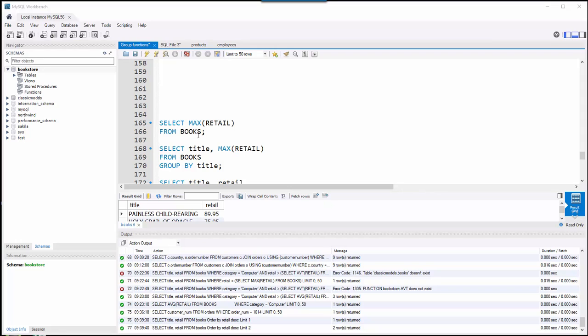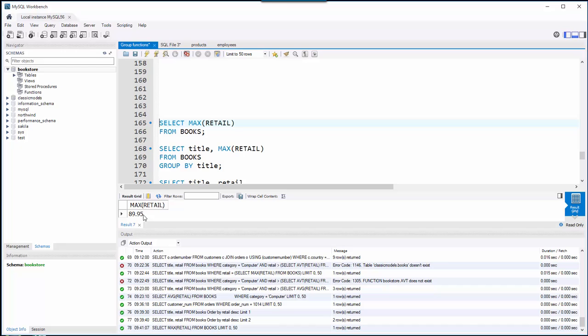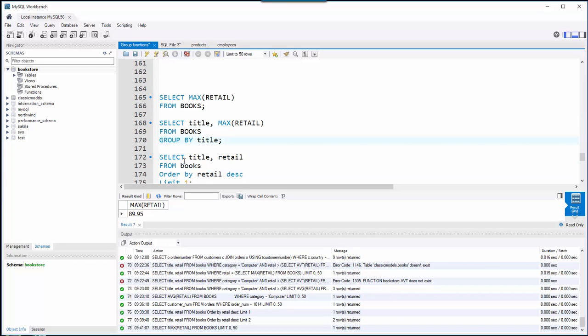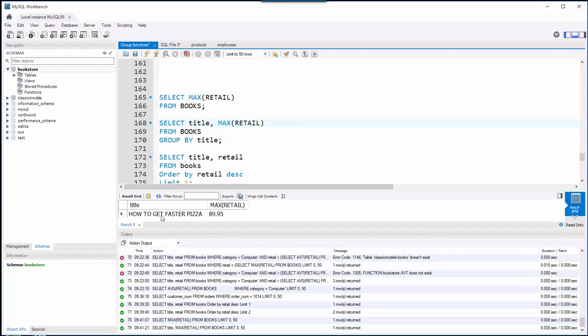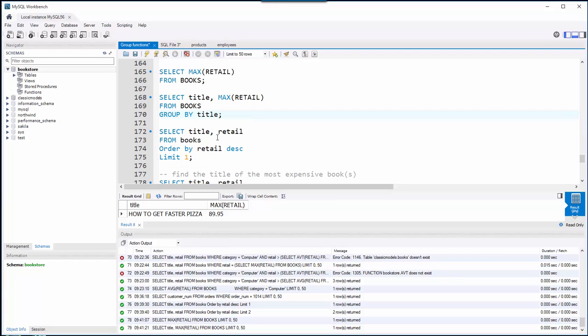So an example that we looked at briefly was I want to find the title of the book or books that have that max retail price. So of course the max retail price is $89.95, but I don't know the title. So I mentioned in the previous video, a lot of times students will put the title right here. Well then of course if you don't use a group by, you end up getting a wrong answer. It's basically the last book in the list combined with the max retail.